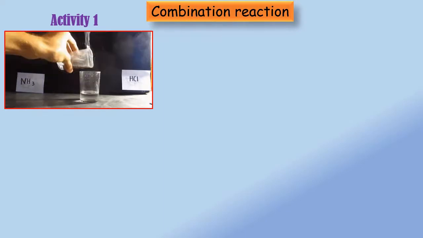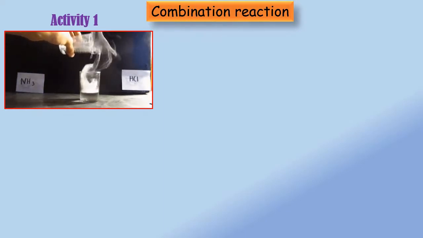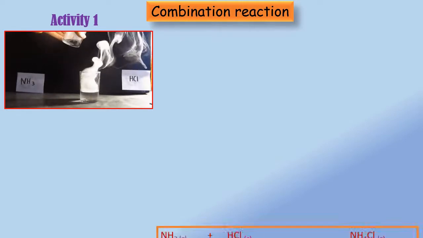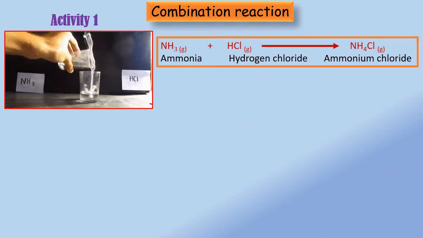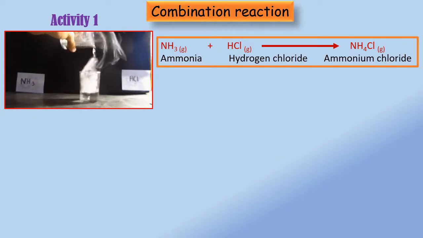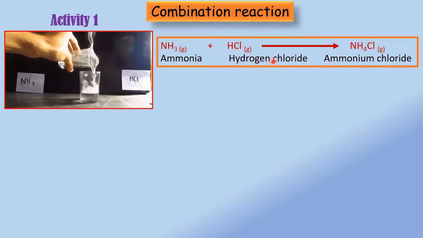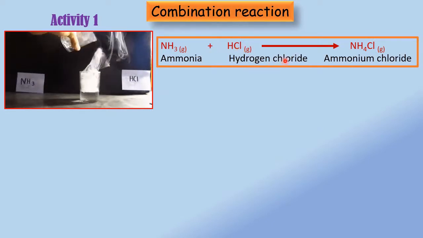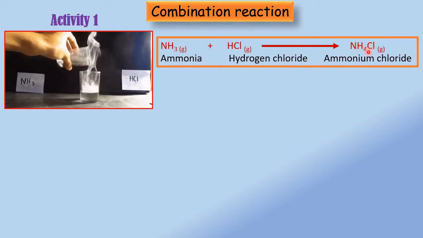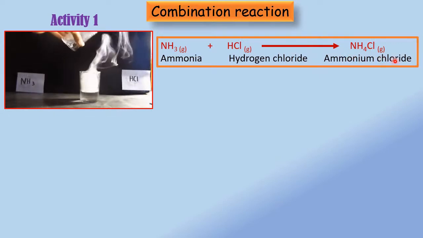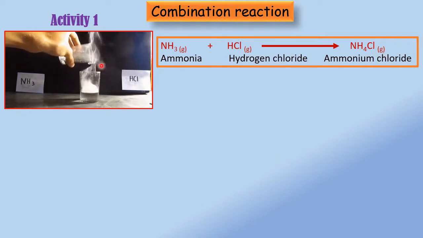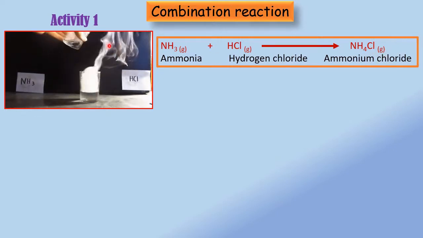The chemical reaction for this can be written as ammonia, that is NH3, reacts with hydrogen chloride gas coming from the acid, gives NH4Cl, that is ammonium chloride in gaseous state, meaning in the form of white smoke, as you can see here in the picture. Let us do one more activity.